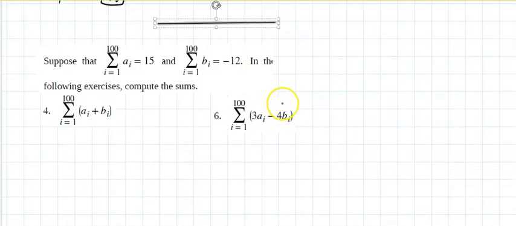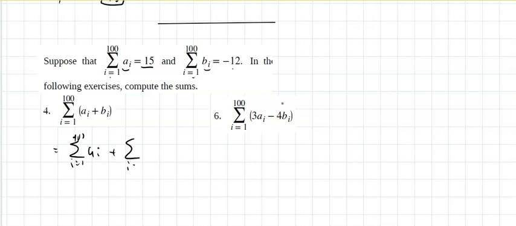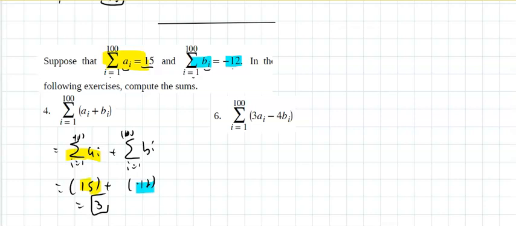Suppose that the sum of a sub i from i equals 1 to 100 is 15, and the sum from i equals 1 to 100 of b sub i is negative 12. If I want to compute this, that will be the series i equals 1 to 100 of a sub i plus the series i equals 1 to 100 of b sub i. Based on what's up there, every time I see this, I replace that by, and every time I see this, I replace that by. So this one by 15, and this one by negative 12, and that turns out to be 3.